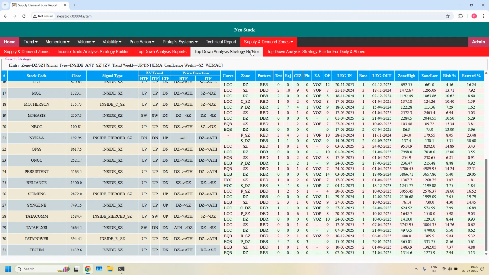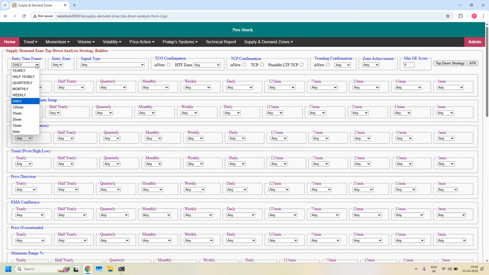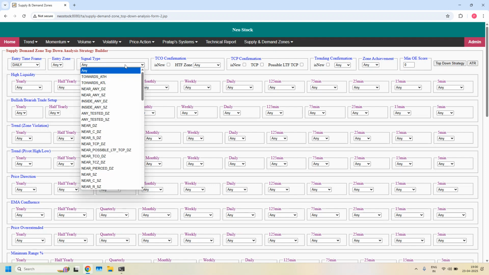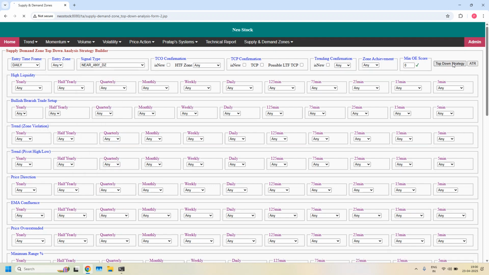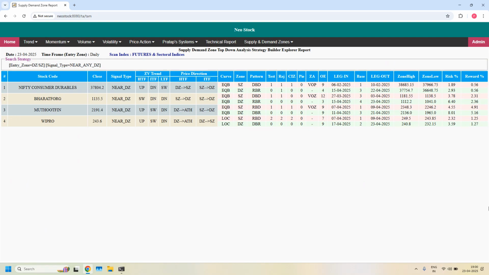Okay, next time frame is a daily. Entry time frame daily. Let us find the stocks near to the daily demand zone. We got 4 stocks. And we don't have any daily high liquidity demand zones from this list.